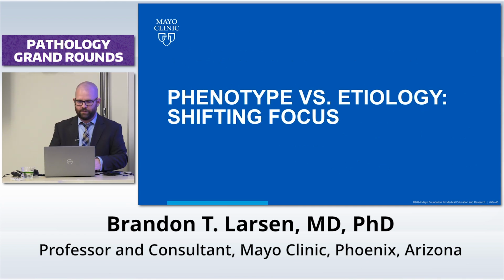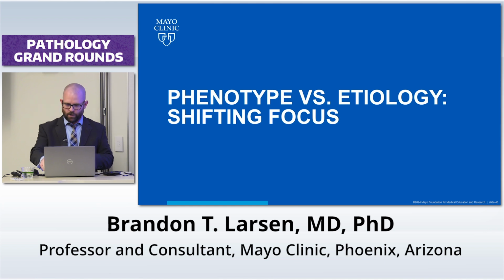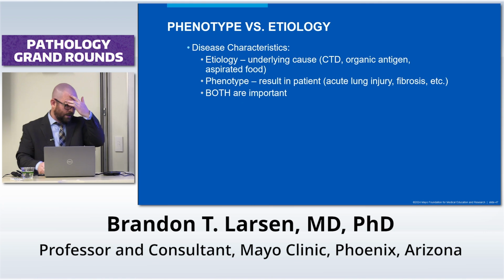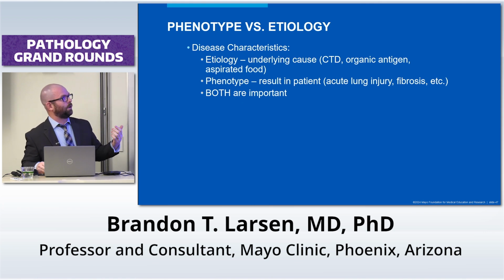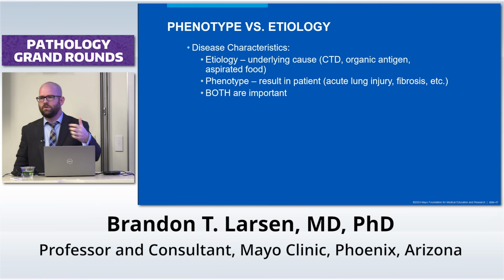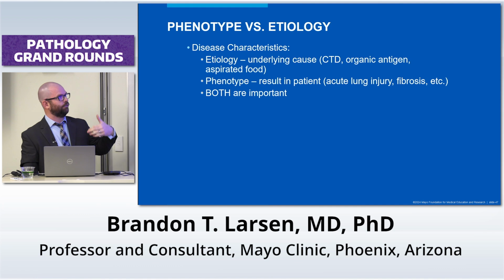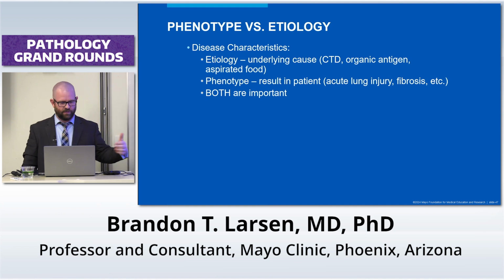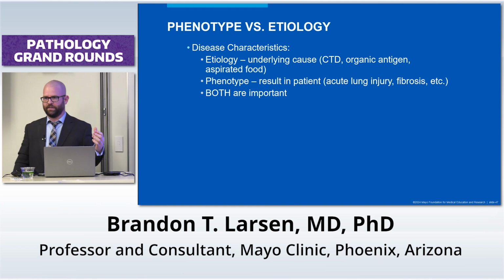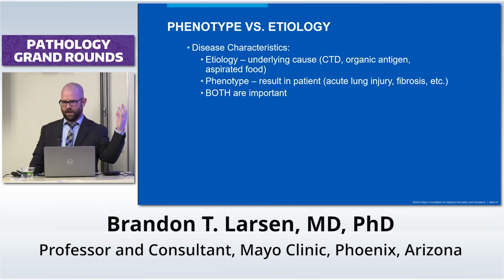Phenotype versus etiology. This is another thing that's changing in the field. So how do you classify disease? It's helpful to think about this if you don't think about this very often. We can classify disease based upon the etiology of the disease, the underlying cause. There's a connective tissue disease, there's aspiration of food, there's an infection, there's an organic antigen that the patient's been sensitized to, whatever. Or we can classify disease based on the phenotype, the result in the patient. The patient's got acute lung injury, respiratory failure, chronic respiratory dysfunction with fibrosis, etc.